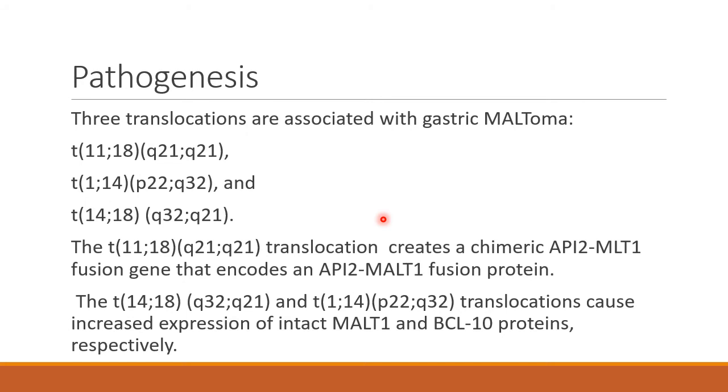Three translocations are seen with the gastric MALToma: translocation 11;18, translocation 1;14, and translocation 14;18. The 11;18 translocation creates a chimeric API2-MALT1 gene fusion that encodes the API2-MALT1 fusion protein, that is, the apoptosis inhibitor and MALT1 fusion protein. The 14;18 and 1;14 translocations cause increased expression of intact MALT1 and BCL2 proteins respectively.